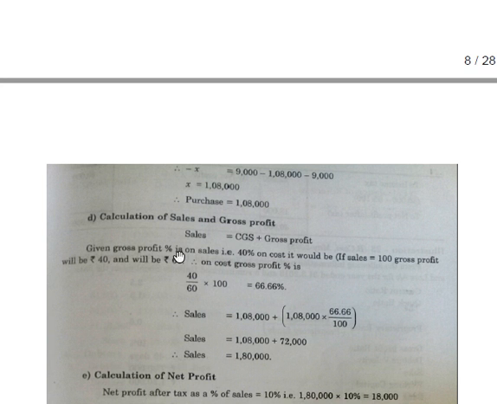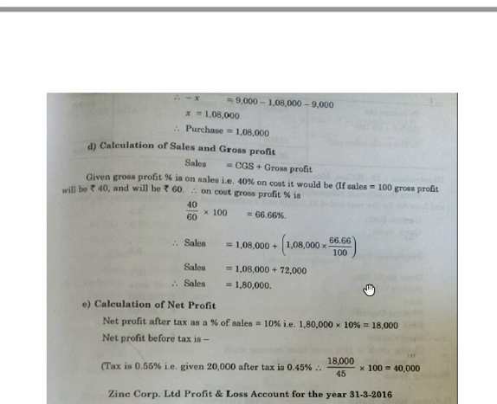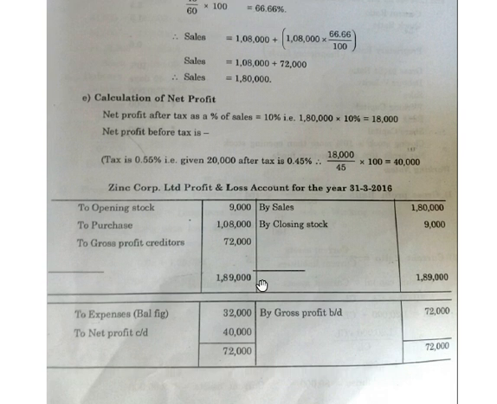If gross profit percentage is 40% on sales, then if sales is equal to 100, gross profit will be 40 and cost will be 60. Therefore gross profit percentage on cost is 40 divided by 60 into 100, which is gross profit divided by cost into percentage, so 66.66%. Therefore sales is equal to 1,08,000 plus 66.66% of 1,08,000, which is cost of goods sold plus gross profit. So sales is equal to 1,08,000 plus 72,000. Sales is equal to 1,80,000.